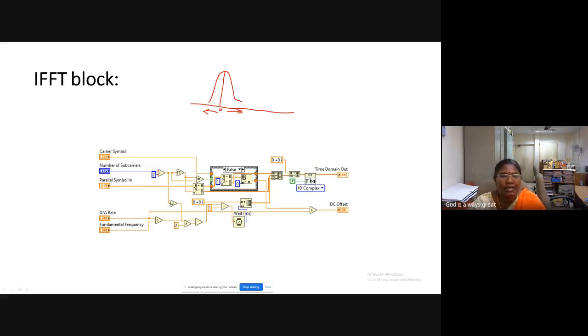Then you have your parallel symbol in. Take up your data. Parallel symbol in. You can see here your input is symbols, they are not bits. So this is the output of another VI which will take symbols. Bit to word conversion and word to symbol conversion has already been created by other VIs, and the output of that is taken here as parallel symbol in.